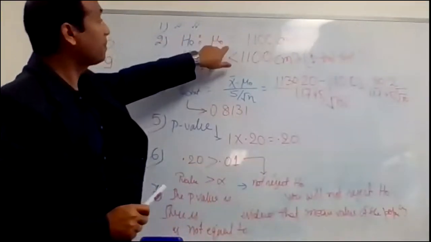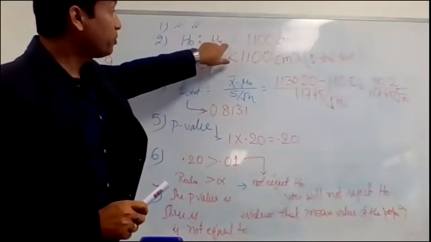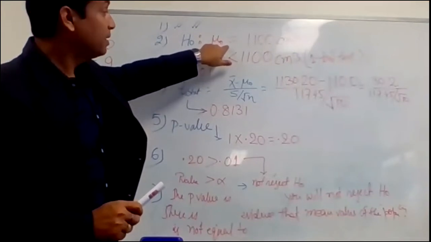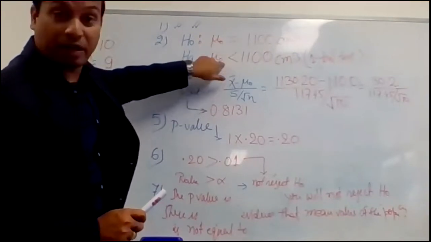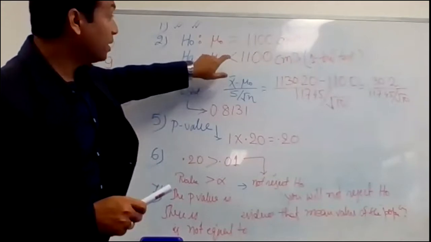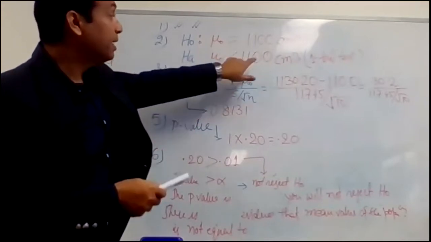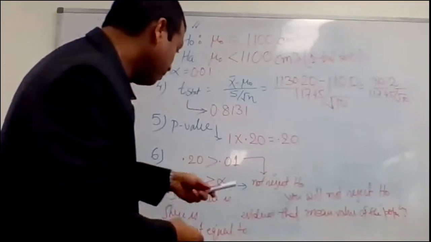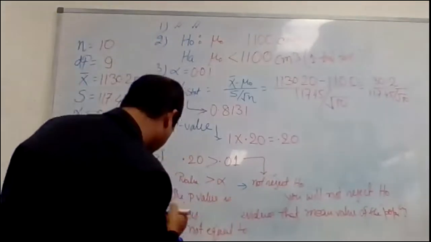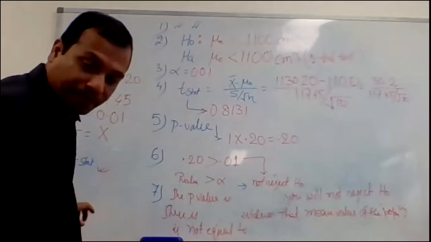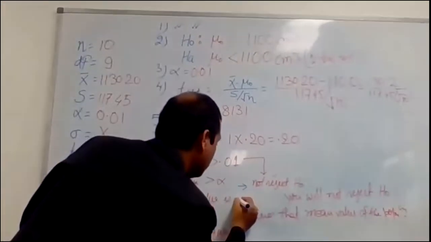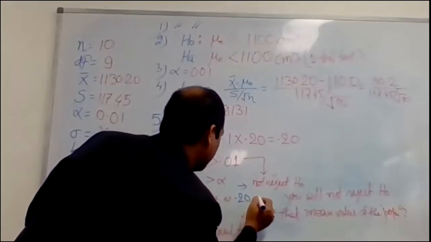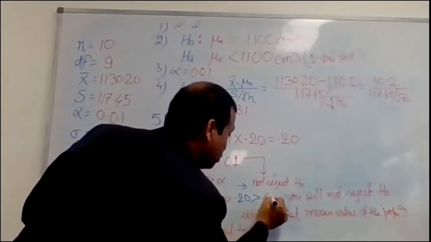What does it mean? We are not rejecting the null hypothesis. It means we have not received any claim for the alternative one, that it is less than 1100. So how to write the final one? The p-value is 0.20, which is greater than 0.01.